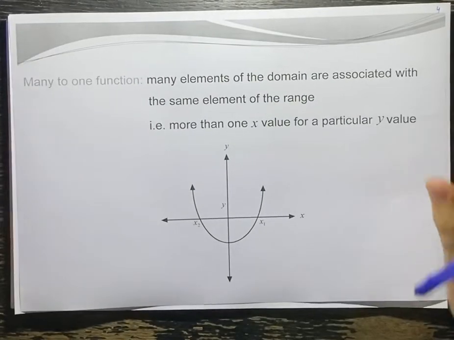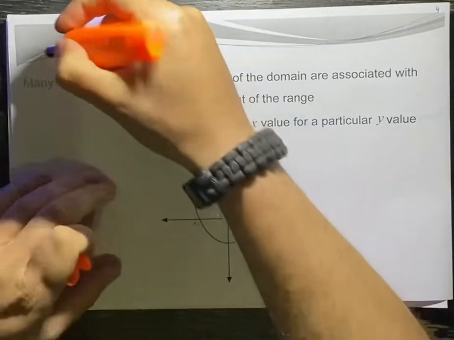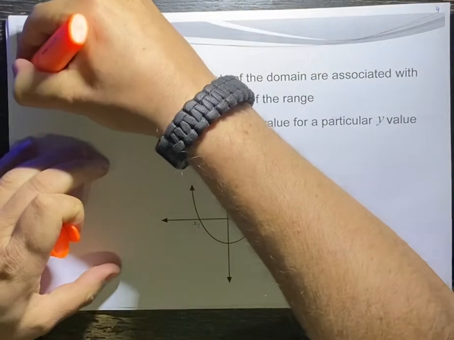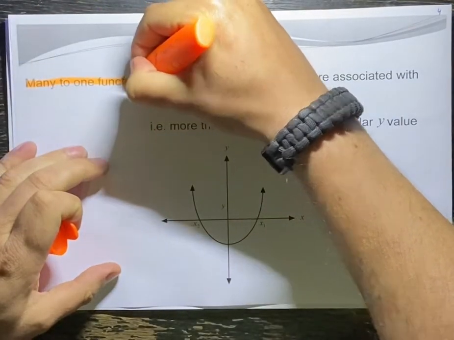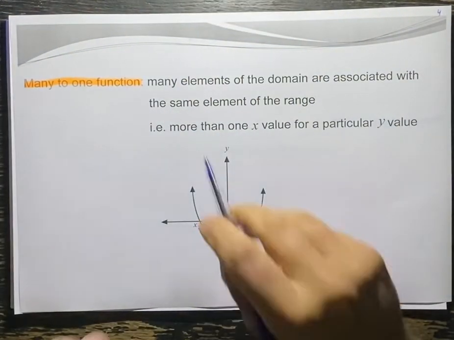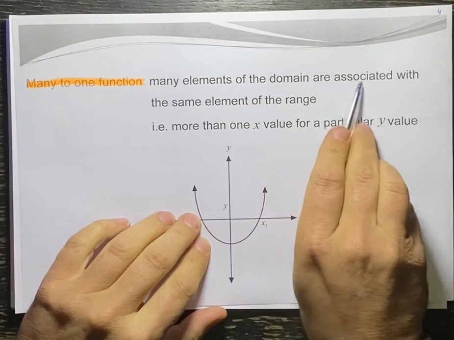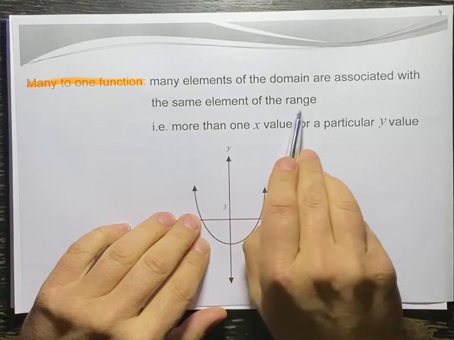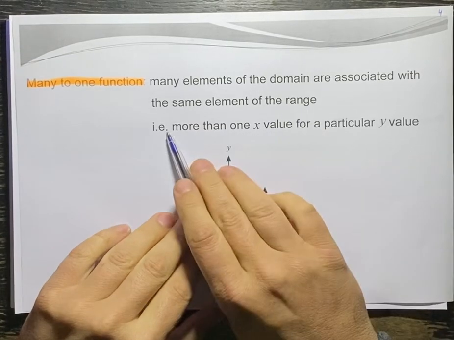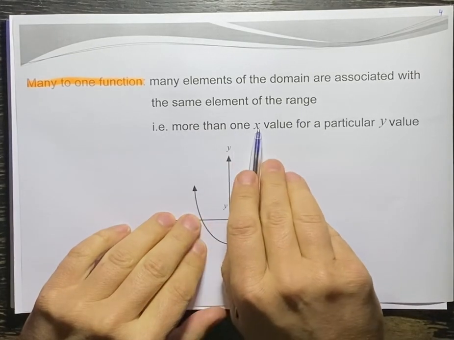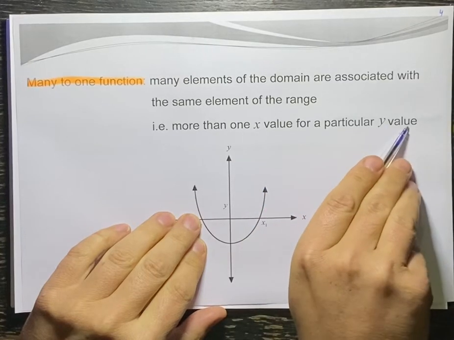The next one that we get is a many-to-one function. That means many x's to one y value. Many elements of the domain, remember that's your x values, are associated with the same element of the range. In other words, your y value. In other words, more than one x value for a particular y value.